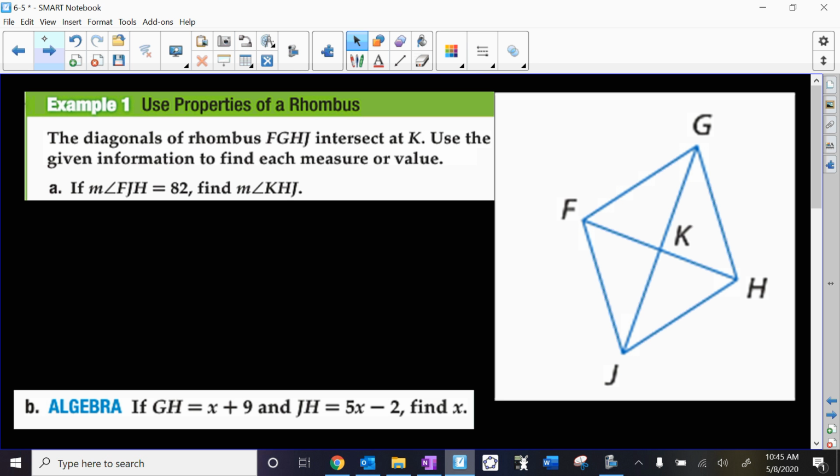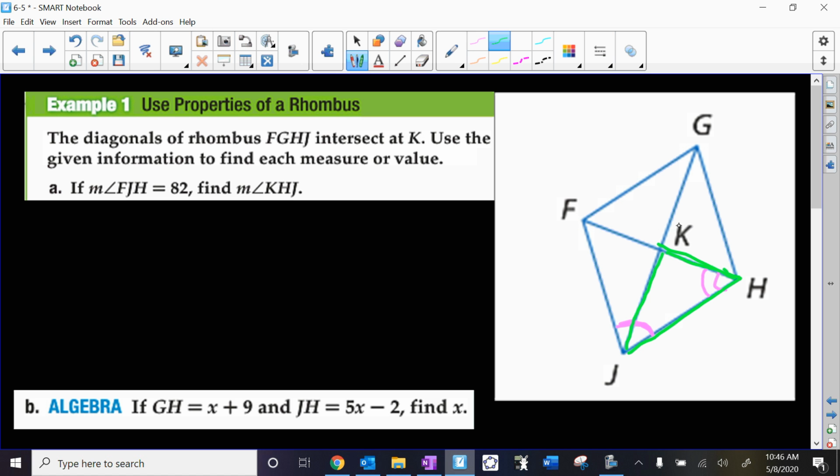So for example 1, letter A, you know that you have a rhombus, and it tells you that angle FJH is 82. So FJH, that's this one, we know is 82. It wants us to find the measure of angle KHJ, that's this one. Well, specifically, we know that we have right triangles in here. I'm going to outline the triangle that we're going to use. That would be this one.